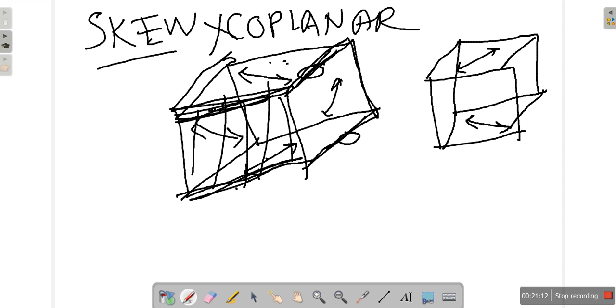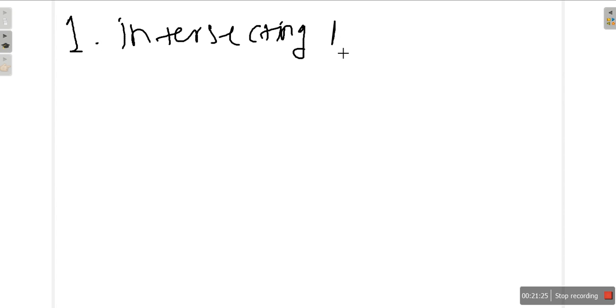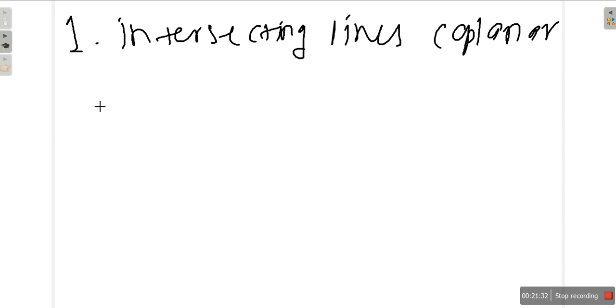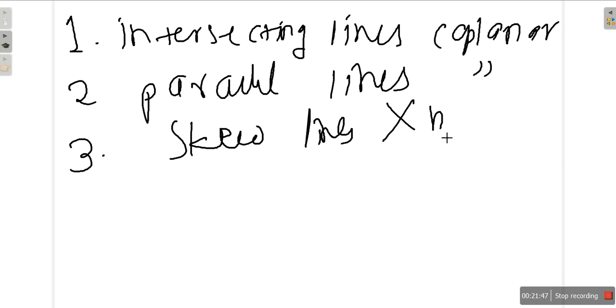So what are different types of lines we have seen? The different types of lines we have seen is, number one, intersecting lines. They are always coplanar. Number two, parallel lines. They are also always coplanar. And number three is skew lines. They are not coplanar. So these are the different types of lines that we are seeing.